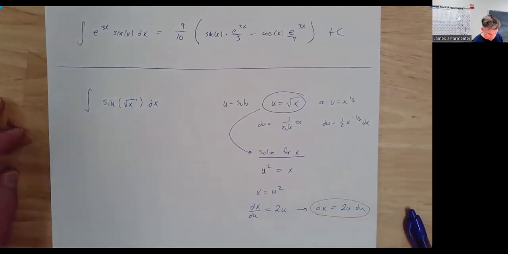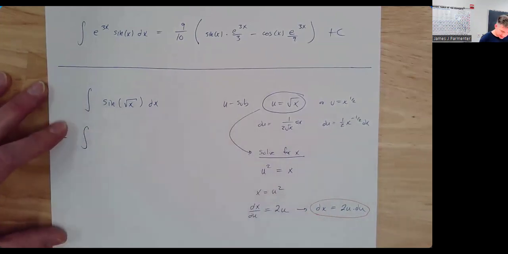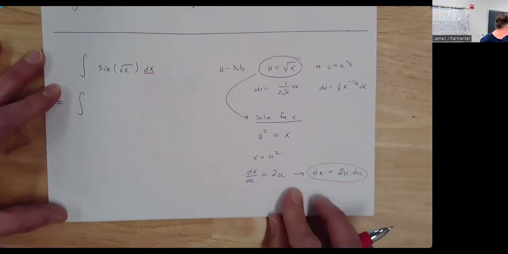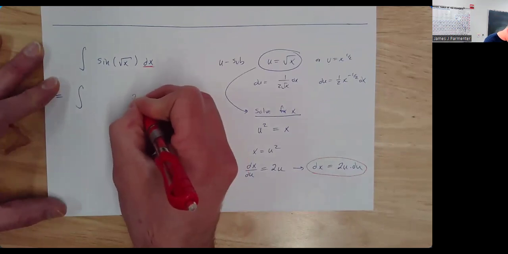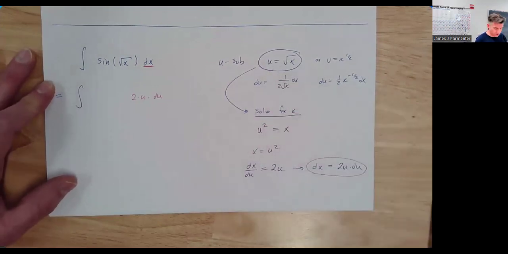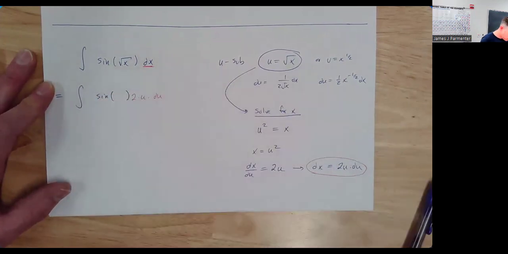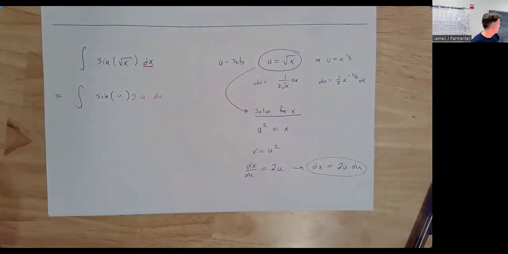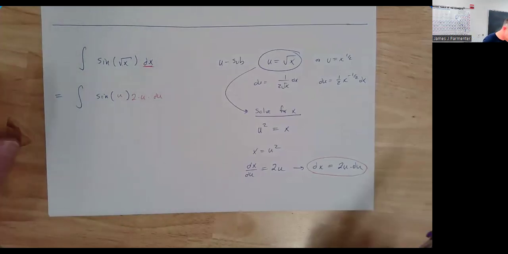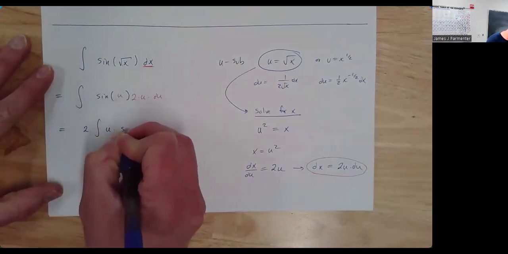And I can take that and replace my dx with that. So I'm going to rewrite this integral as, so my dx is going to get replaced with 2u du. And my sine of root x, well, u is equal to root x, so that's going to be sine of u. And now I can write this as 2 times the integral of u times sine of u.